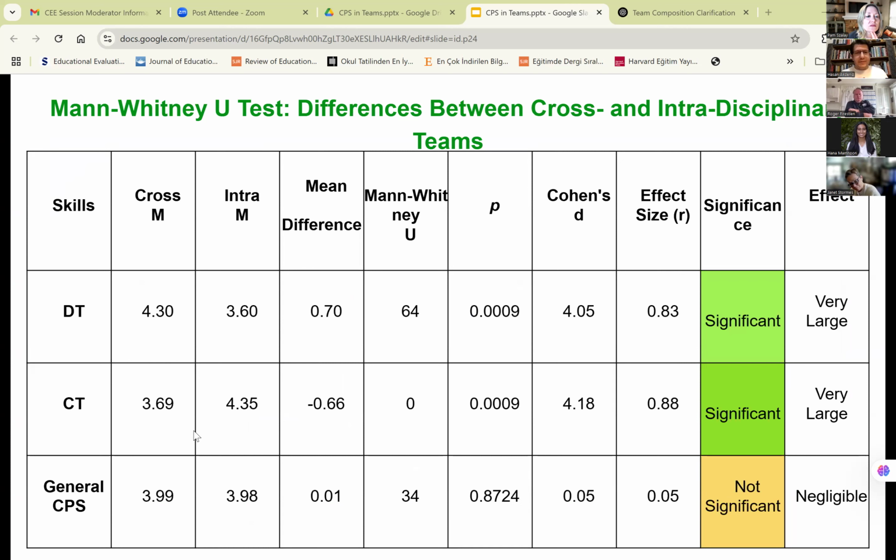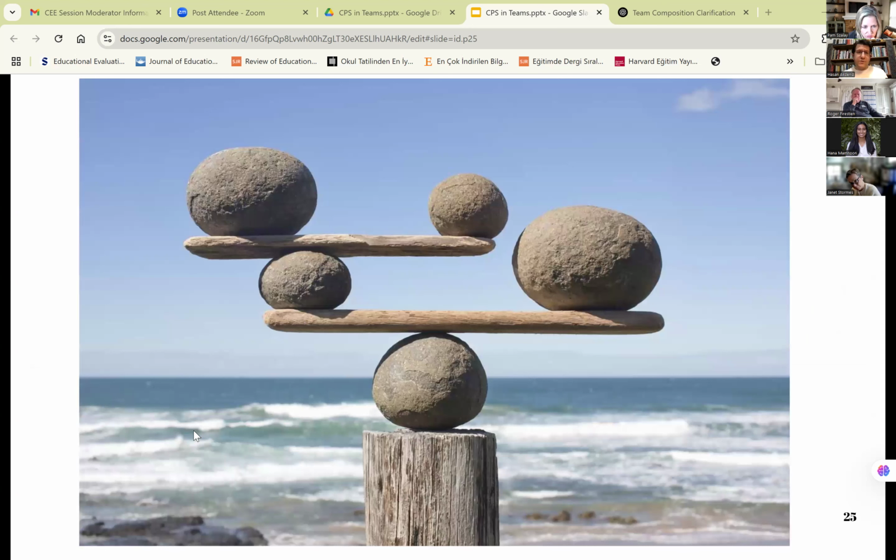The results suggest that cross-disciplinary teams excel in divergent thinking, generating a wider range of ideas, whereas interdisciplinary teams show stronger convergent thinking, meaning they are better at evaluating and executing ideas efficiently. Also, these results indicate that CPS effectiveness depends on the balance between divergent and convergent thinking. A hybrid approach, where teams integrate diverse perspectives for ideation and specialized expertise for execution, may optimize CPS outcomes.